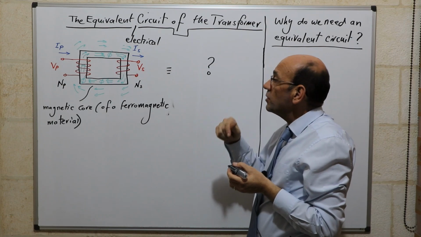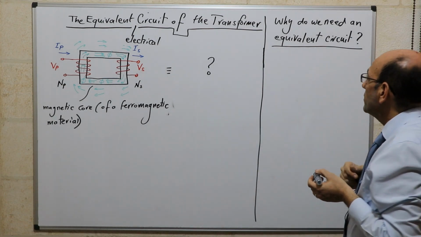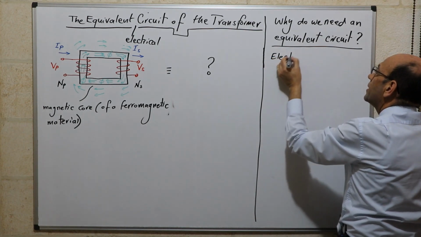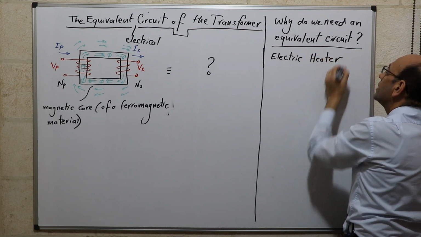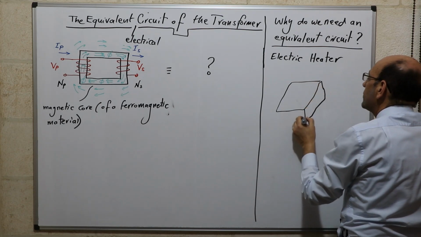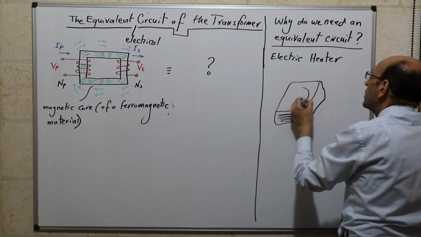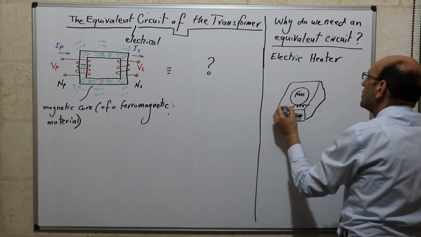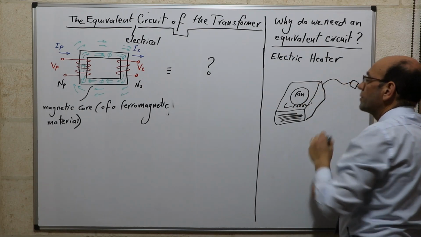And in order to understand why we need an equivalent electrical circuit, let's have a look at an example here. For example, let's assume we had an electric heater, a domestic electric heater. Typically a domestic electric heater might look something like this, and it'll have a grill here and maybe a fan, and inside it has a coil.